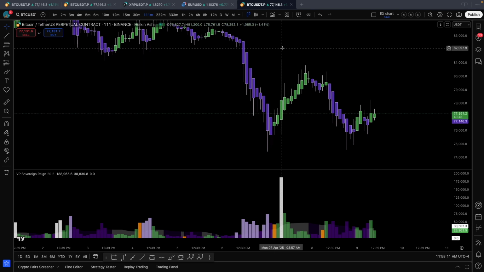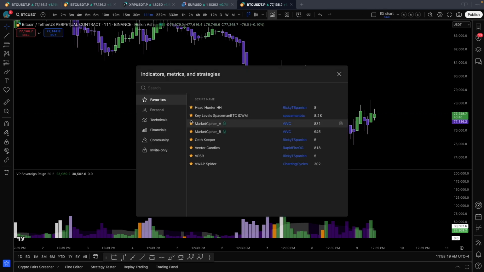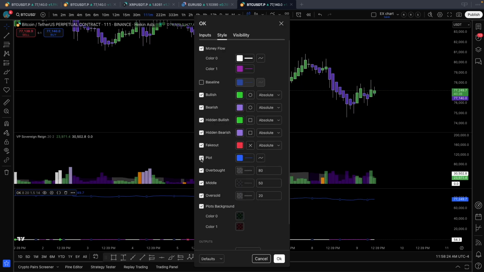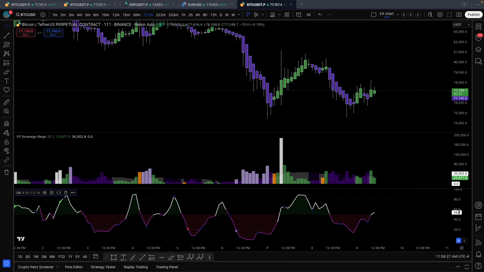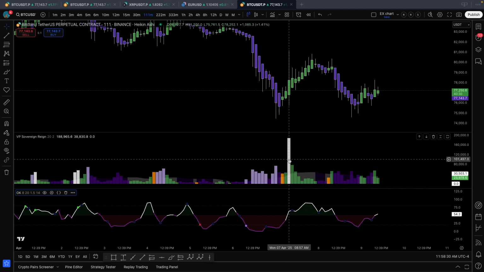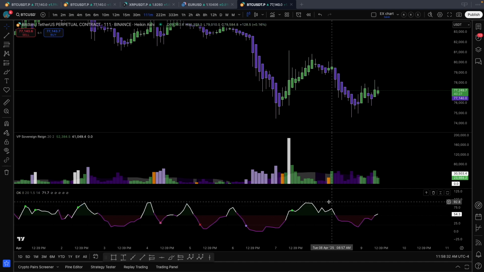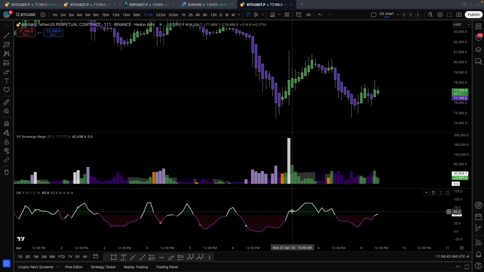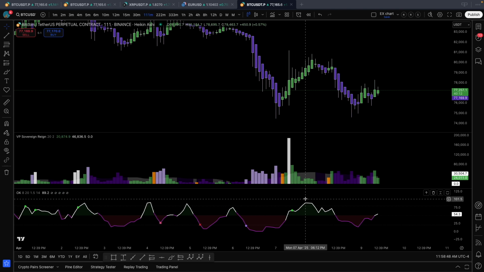So if I had my divergences on here, let's put the Oath Keeper on. So now that we got the Oath Keeper on, we can make it make sense. So not only did we get this volume candle spike saying that, hey, this probably isn't the move up that you're looking for, we got a print down here on the Oath Keeper telling us that price is about to go the opposite way.